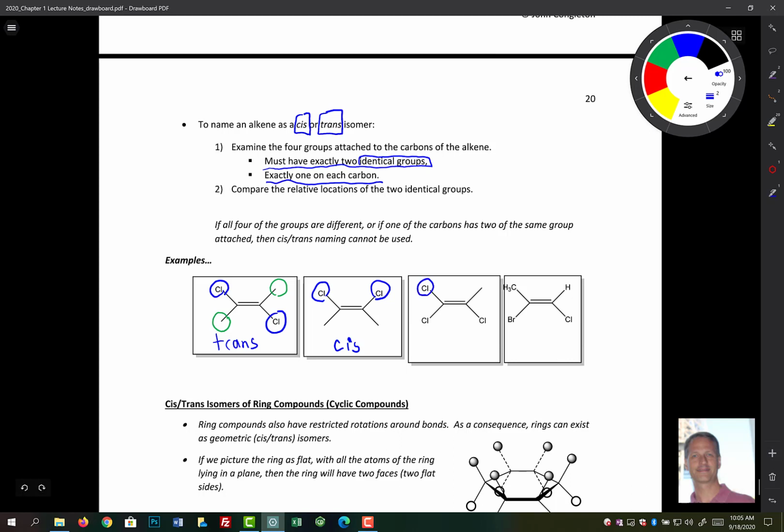So we have a chloro group here and we have a chloro group there. Great, there's two. But here's three. So cis and trans here is not applicable. We can't use that terminology.